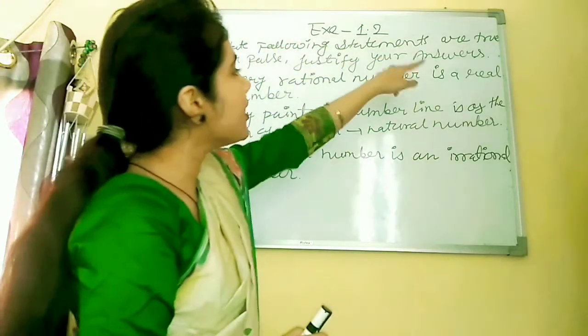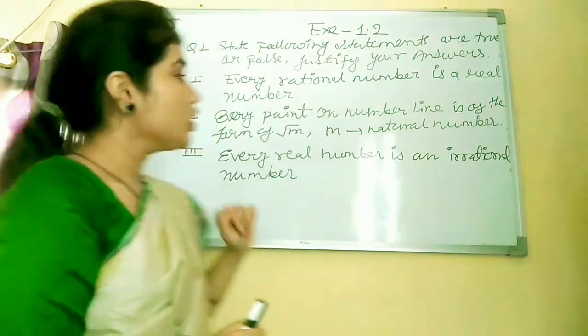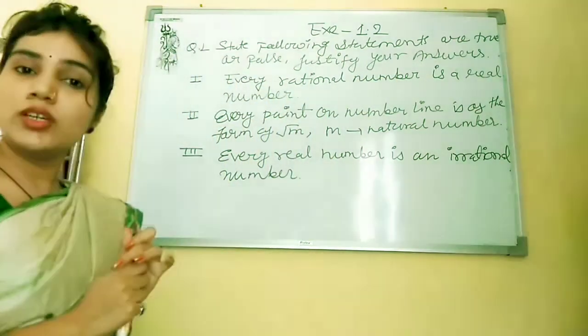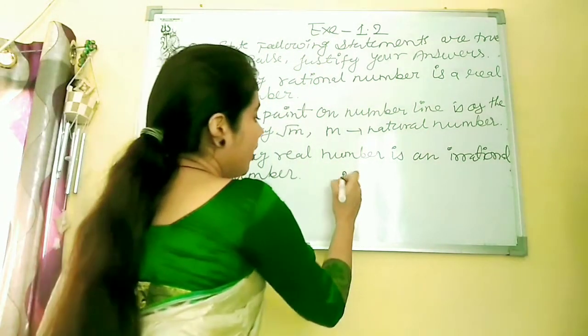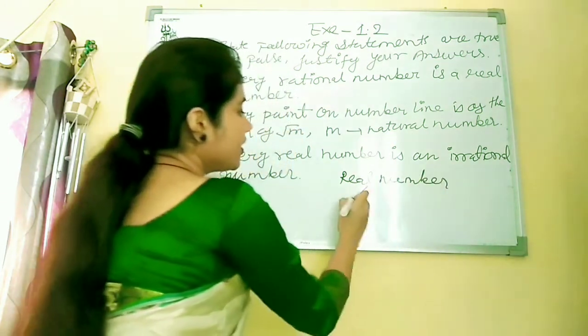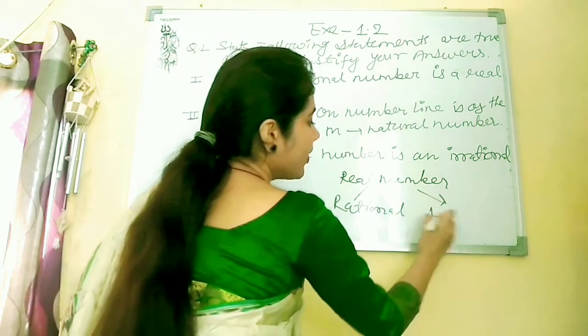State whether the following statements are true or false. Justify your answers. First: every rational number is a real number. We have just seen that real numbers have two types: first is rational numbers and second is irrational numbers.